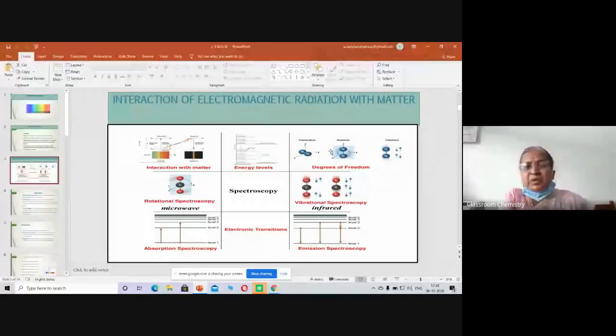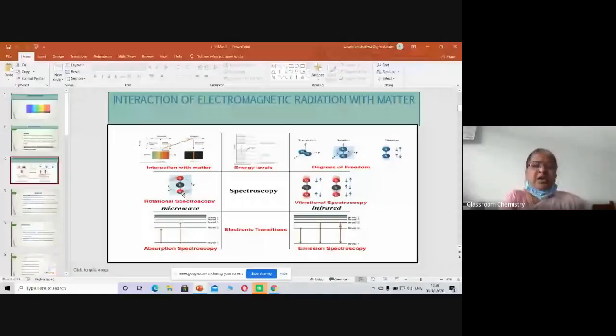This figure shows these different rotations and vibrations in the molecule. Depending upon the mode of transition, that is which radiations are absorbed by the molecule, and which type of transition this radiation causes, that is either it causes the rotational transition, or the vibrational transition, or the electronic transition. There are different types of spectroscopy, that is rotational spectroscopy, vibrational spectroscopy, electronic spectroscopy.